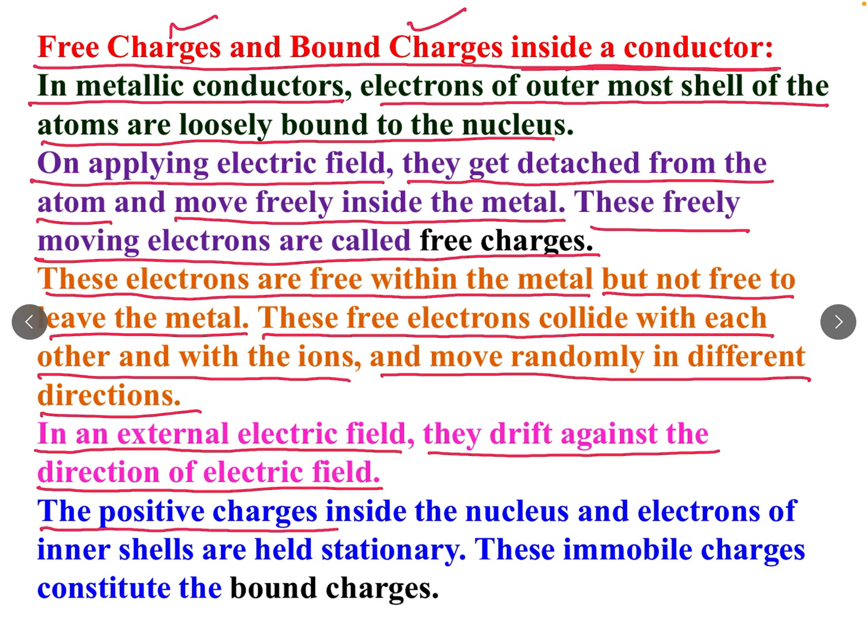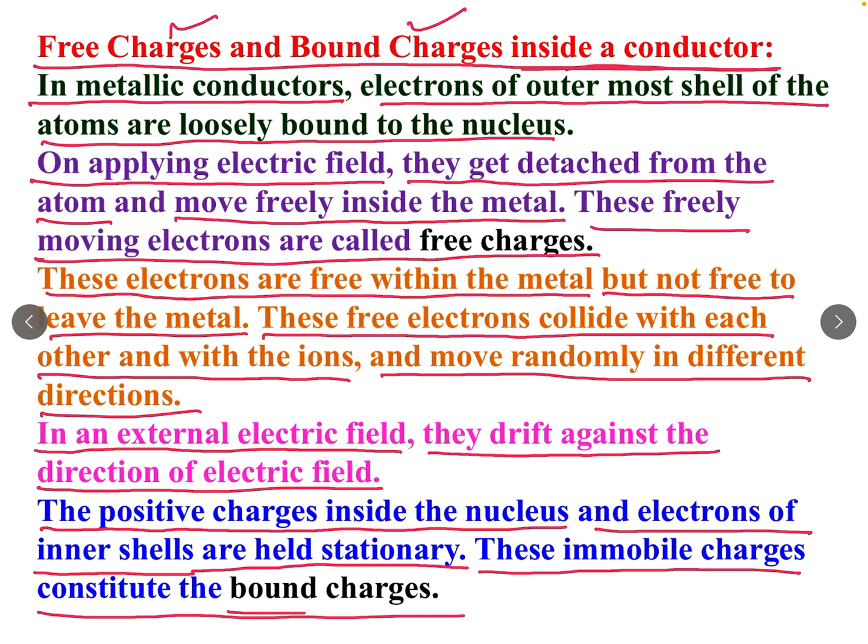The positive charges inside the nucleus and the electrons of inner shells which are bound to the nucleus, these all positive charges as well as electrons of inner shells are held stationary. These immobile charges constitute the bound charges, which are not free to move. And these bound charges include positive charges inside the nucleus as well as electrons of inner shells. These are the bound charges.